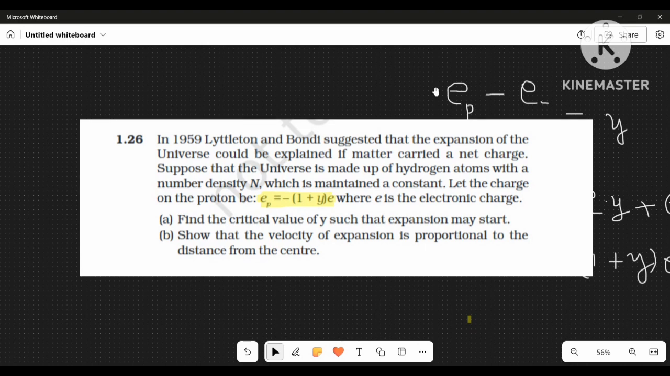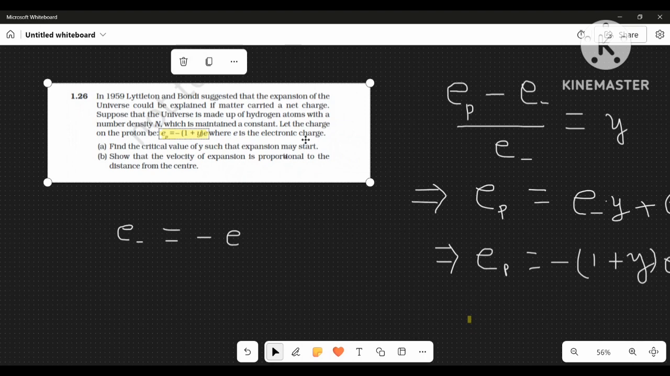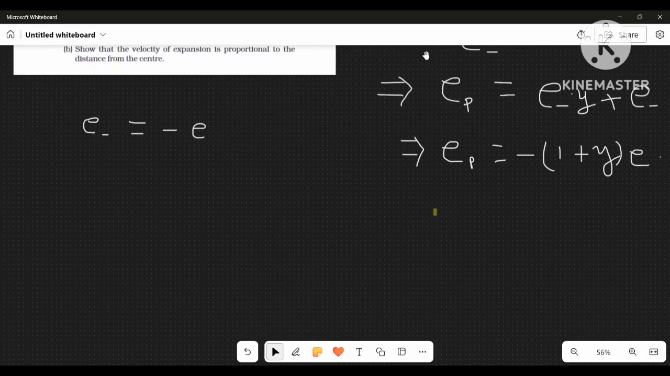So let the charge on the proton be this, which they have given. Find the critical value of y such that expansion may start. By expansion they mean the expansion of the universe of Littleton and Bondi. So we have to find the critical value of y. Now before beginning, we need to write down certain things as is customary, to get things very clear.